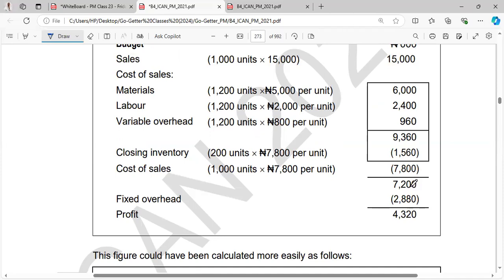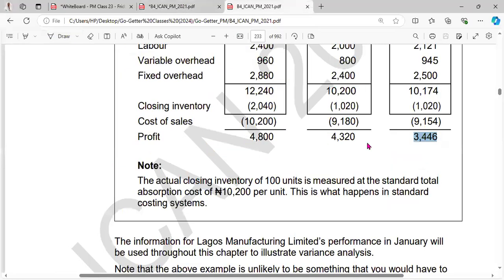7,200 is your contribution. This is your marginal cost of sales. It's like your variable cost of sales here. All this is your variable cost. This is your variable closing stock. This is your variable cost of sales. And this is your contribution, 7,200. Now, if you bring in your fixed cost of 2,880, then your profit is 4,320. That's the same 4,320 we have here.